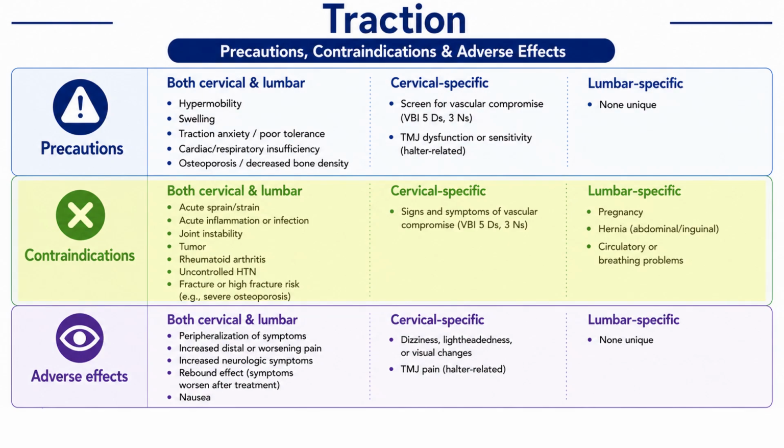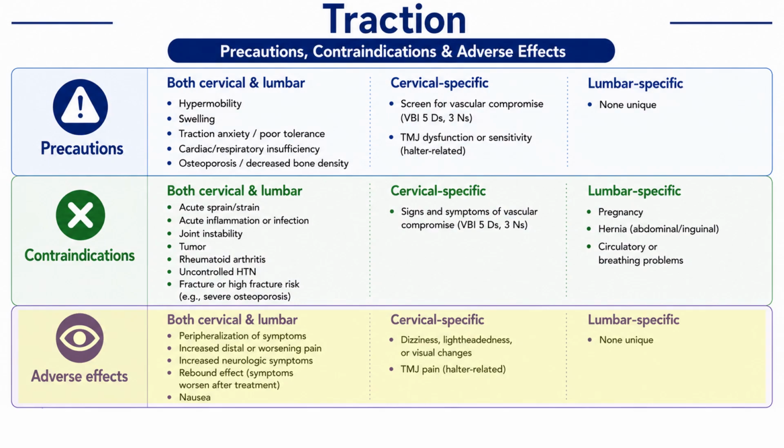Next are contraindications, situations in which traction should not be performed. For both regions, this includes acute sprain or strain, active inflammation or infection, joint instability, tumors, rheumatoid arthritis, uncontrolled hypertension, and fracture or high fracture risk. For the cervical spine, any signs or symptoms of vascular compromise are a clear contraindication. For the lumbar spine, we should consider conditions such as pregnancy, abdominal or inguinal hernia, and significant circulatory or respiratory problems. In these cases, the potential risk outweighs the benefit, so traction is not appropriate.